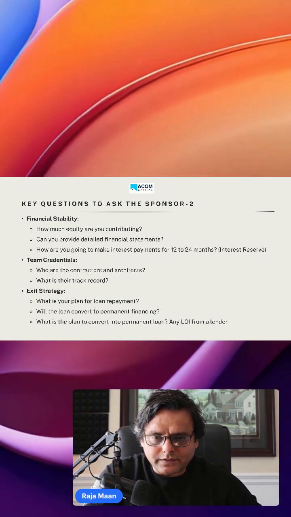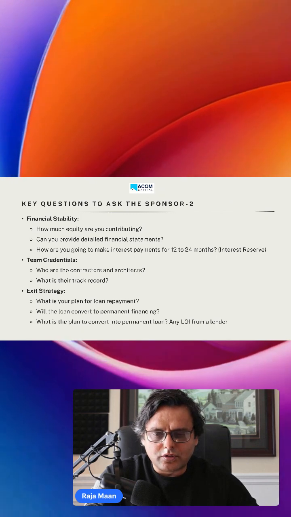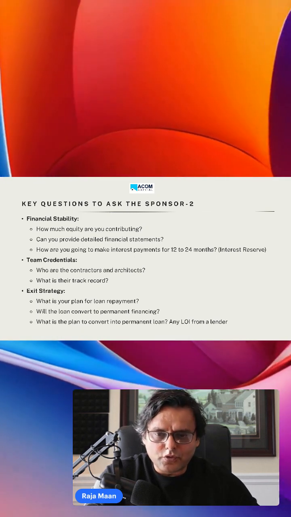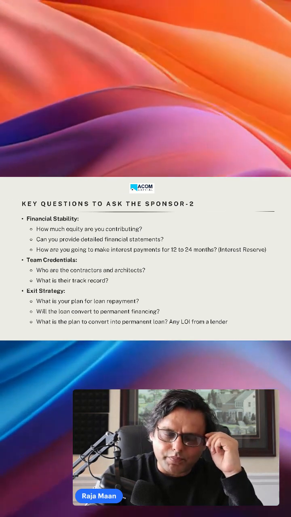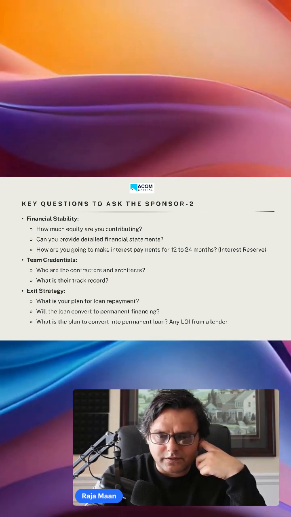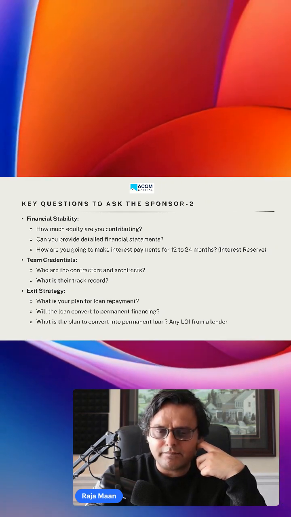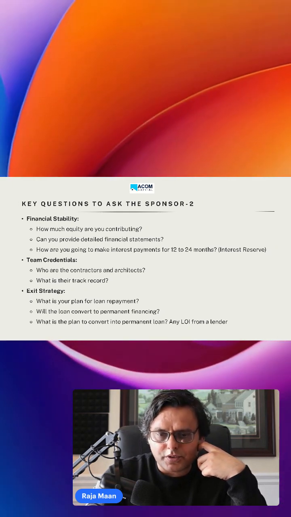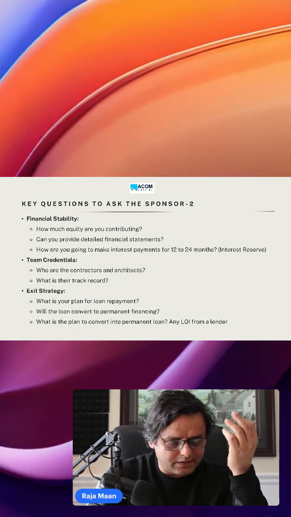Can you provide financial statements of the business? If you have a construction business, if you're building properties and selling properties, we want to see the financial statements of that business. But if it's a brand new LLC, we definitely want to see your personal financial statement to see your net worth, liabilities, assets, everything.